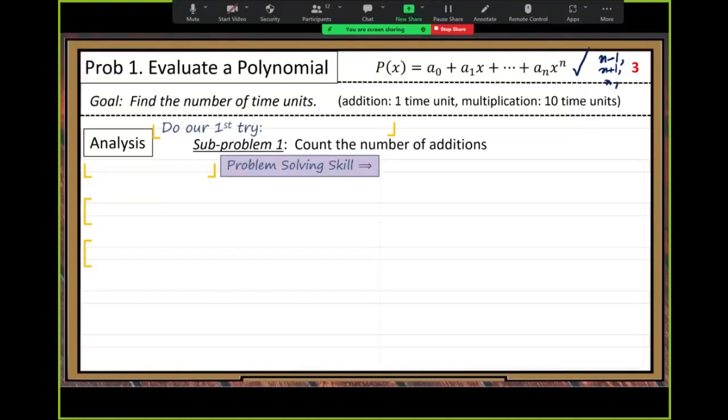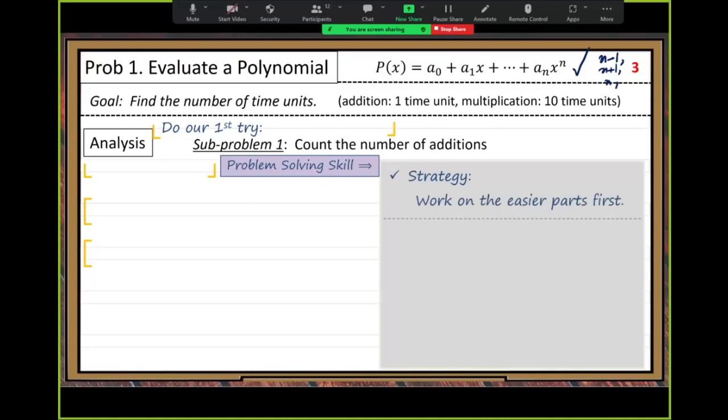So here, let me talk about some problem-solving skill. The strategy, simple strategy in problem solving: work on the easier parts first. Pick easier parts first. For this particular question, there are two parts. So, what is the hard point here?